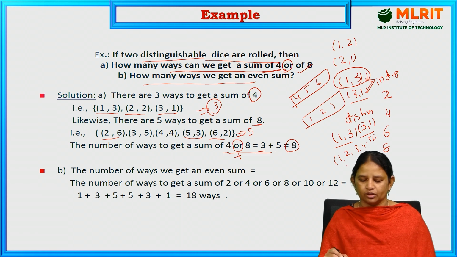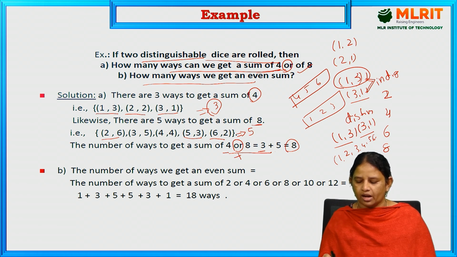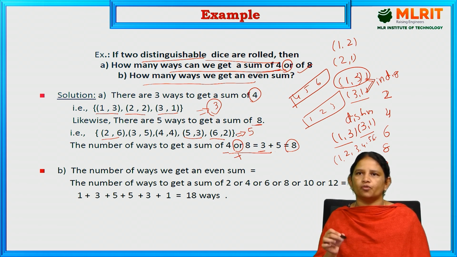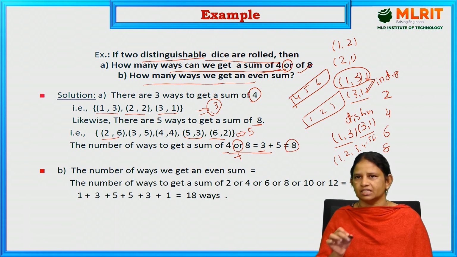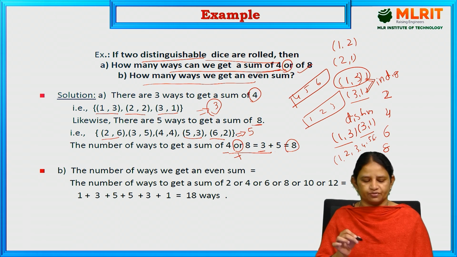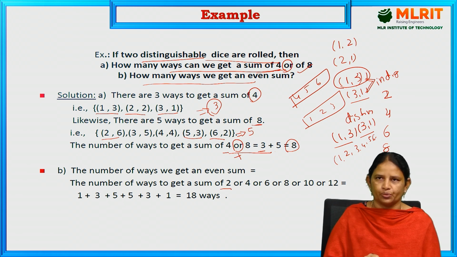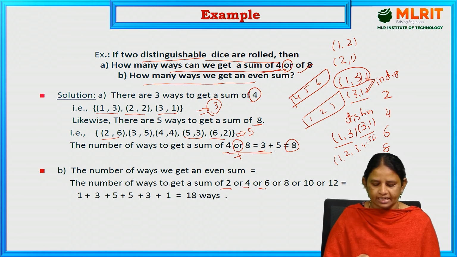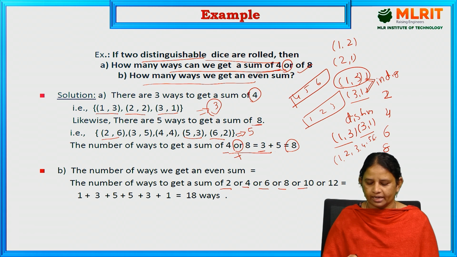If you combine those two values, the maximum is 12. Up to 12, what are the even numbers? 2, 4, 6, 8, 10, 12. These are the even numbers. How many ways can we get the sum of 2, 4, 6, 8, 10, or 12?